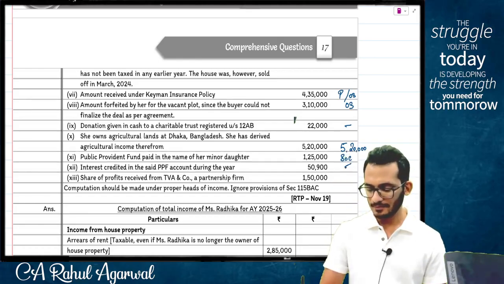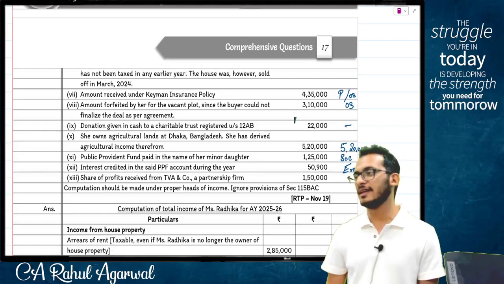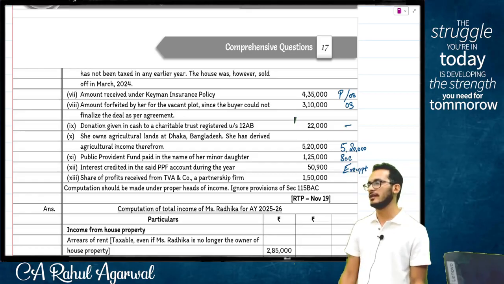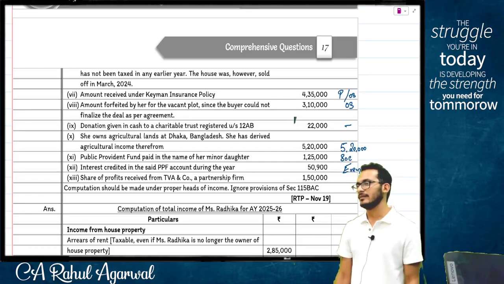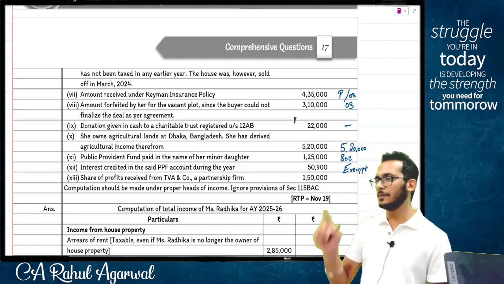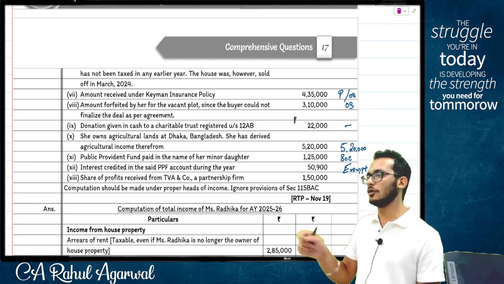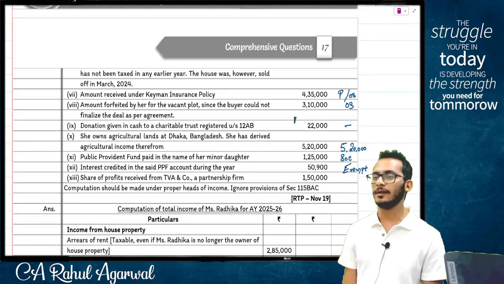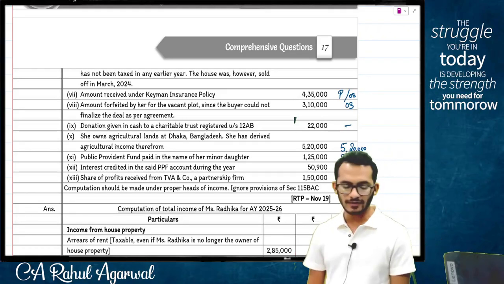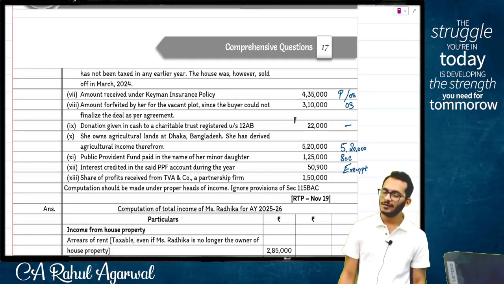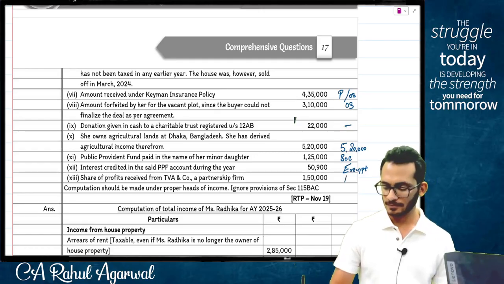Exempt. The 9.5% rule is only there for RPF. Any other provident funds, it is fully exempt. I told you people, when we did PF, I told you every case it is coming triple E model, exempt model, except for RPF where it is exempt only up to 9.5%. Next, share of profits received from the partnership firm, 1,50,000, exempt from tax.